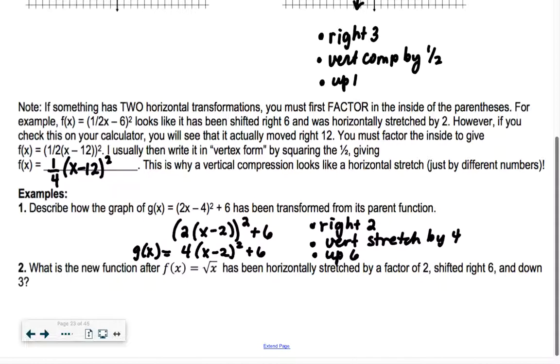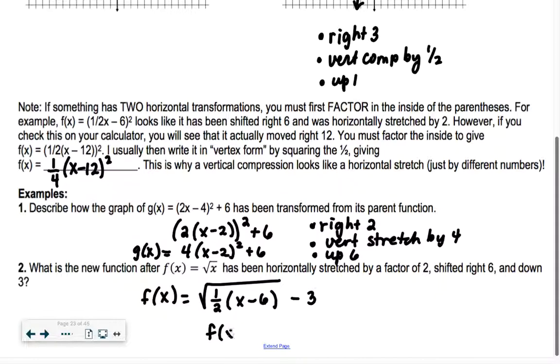All right, so what is the new function after f of x equals the square root of x has been horizontally stretched by a factor of 2, shifted right 6, and down 3? So horizontally stretched by a factor of 2. Oh, not 2x actually, stretched. It's the opposite, right? It should be 1/2 x, and then I'm going to put minus or plus. So I'm moving to the right 6, minus 6. And then down is just hanging off on the end of the function, so down 3.